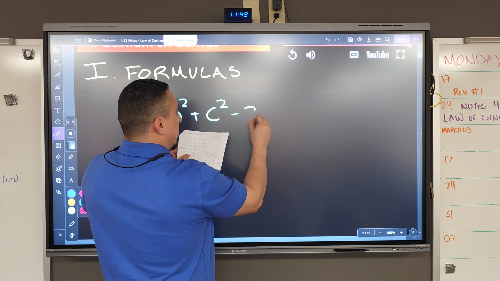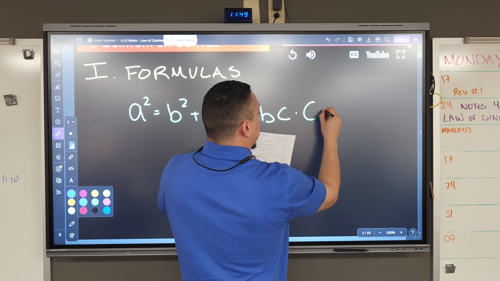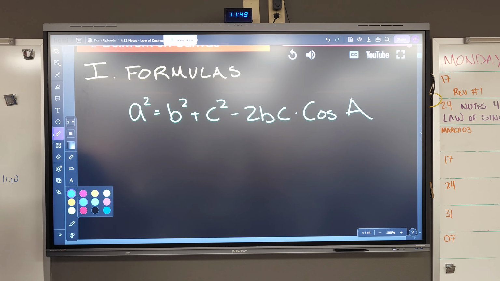Okay, the first one is a squared equals b squared plus c squared minus 2bc cosine of A. It's a lot bigger. Let me explain. You'll have it, okay? You won't have to memorize it. It'll be available to you. It'll be on the board.